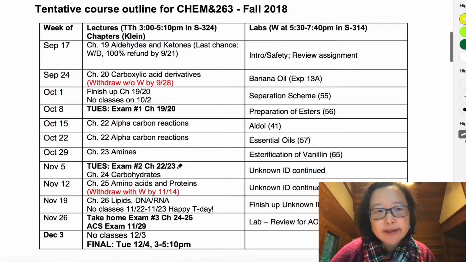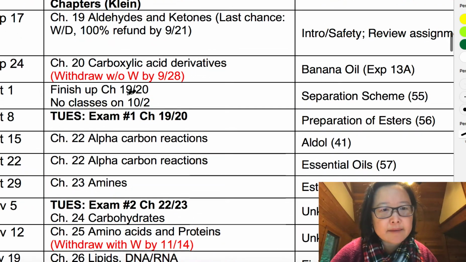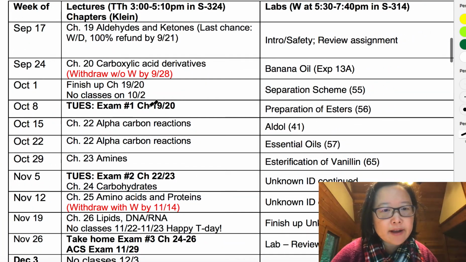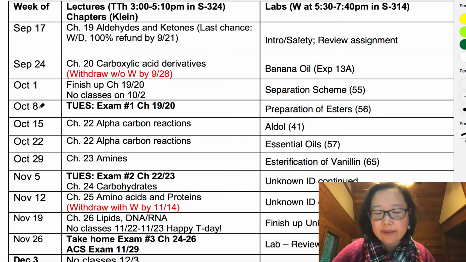With the schedule here, actually the Klein Edition 3 is a little bit different. I forgot that the chapter numbers switch by 1. So aldehydes, ketones starts on chapter 19. We're going to do chapter 20. We're going to finish up those and have our first exam week of October 8th, around that time. Okay, so that's going to be on these two chapters.